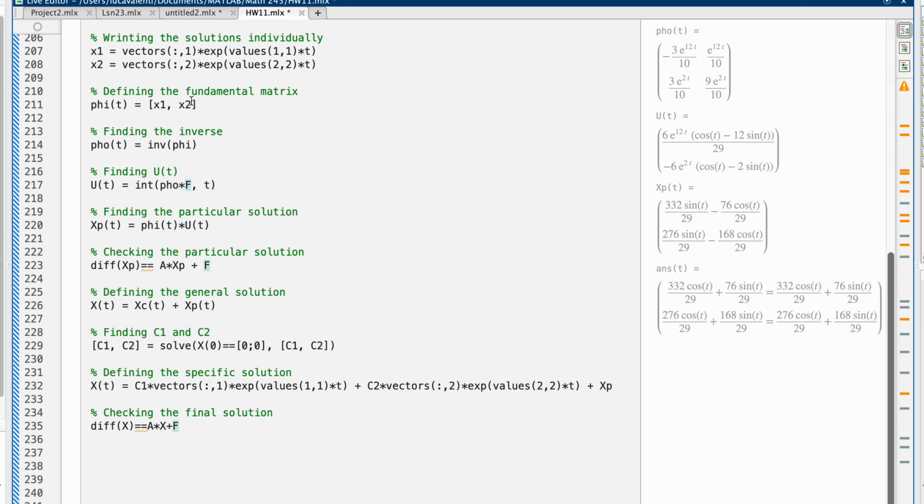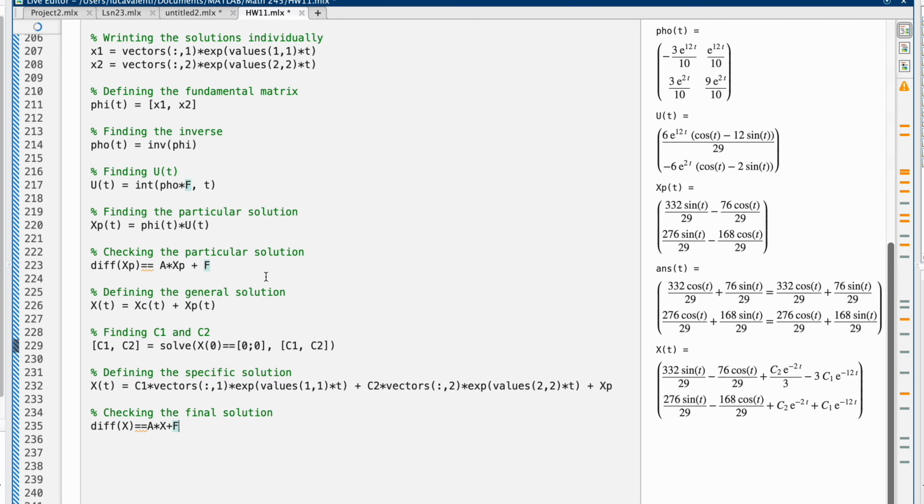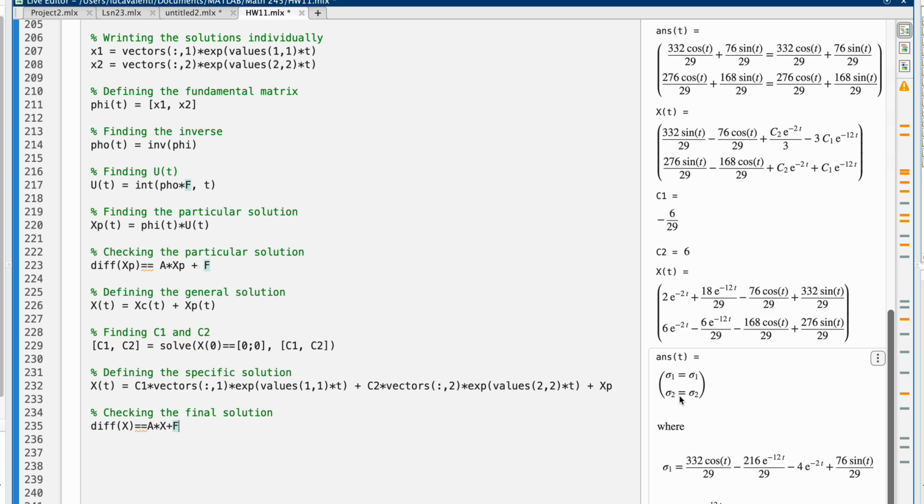Press Control Enter and we see what's going on. We get an identity, so we know that it is correct, and this is our final answer. And these are all the different steps outputted here.